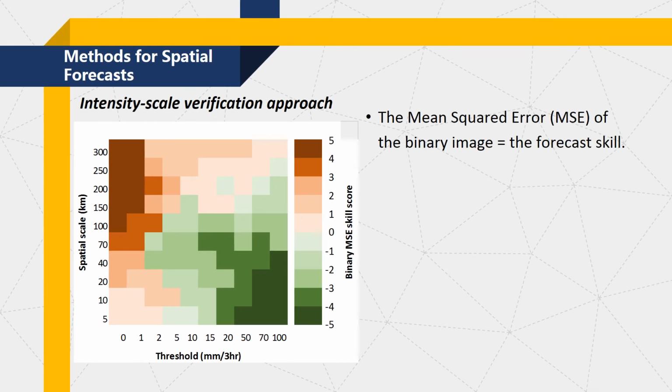Now we are moving to the verification method for spatial forecasts, because we know that the model is actually never totally wrong. Perhaps the model can identify the signal, but there is some spatial shifting. So it is important to use a verification method for spatial forecasts.